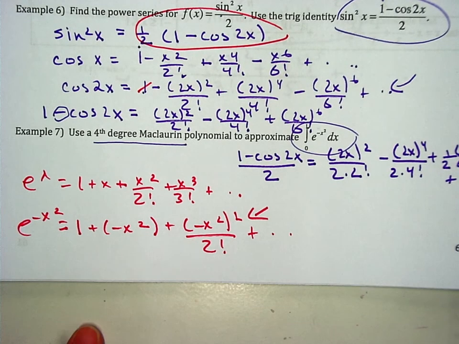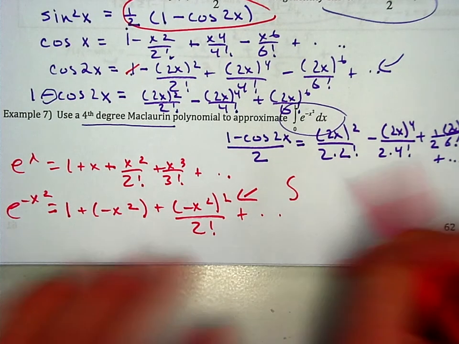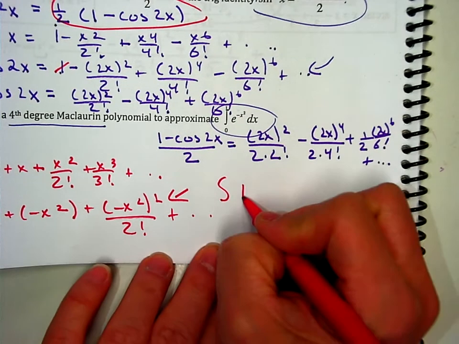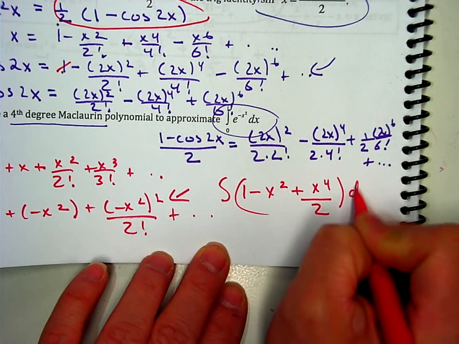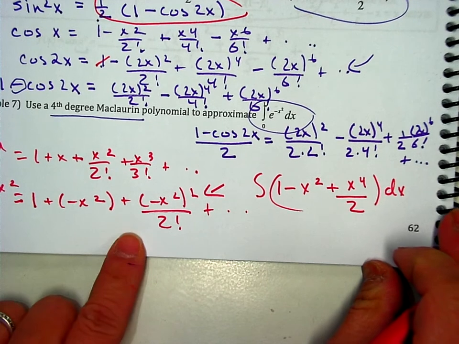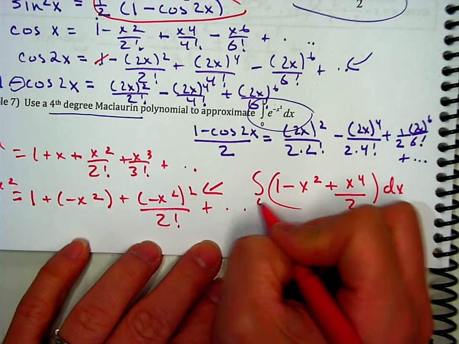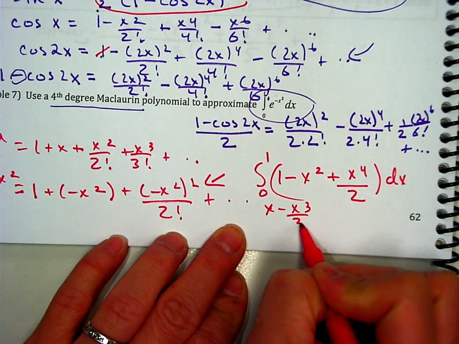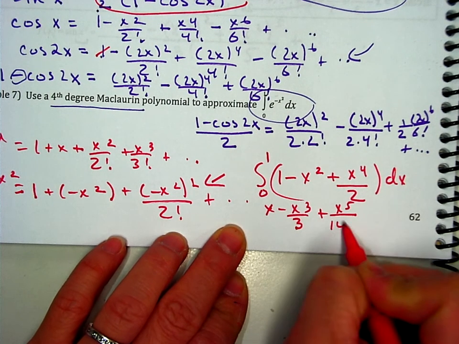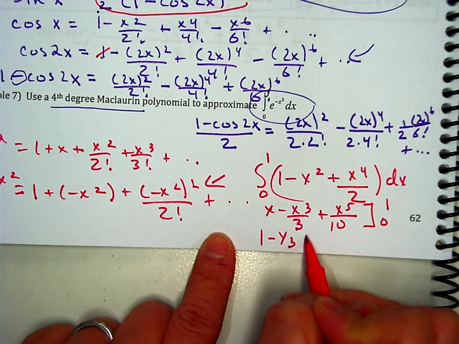So instead of integrating e to the negative x squared, which we cannot do with the calculator, I'm going to go ahead and integrate this 4th degree that we came up with. And I'm going to simplify a little bit, so this just becomes positive x to the 4th, 2 factorial is 2. And this we can integrate pretty easily. It's just a polynomial, so this is x minus x cubed over 3 plus x to the 5th over 10. And if you plug in 1 and subtract out the 0, it's 1 minus 1/3 plus 1/10, whatever that value is.